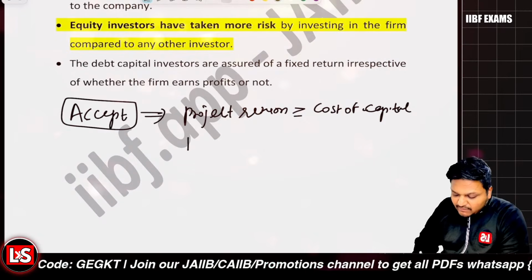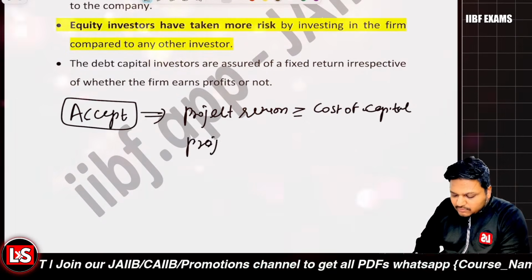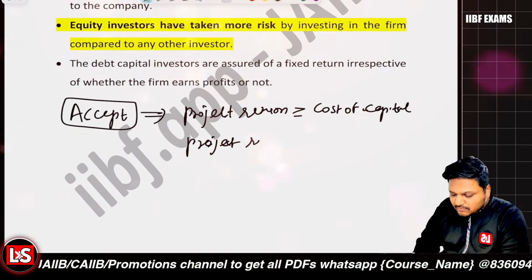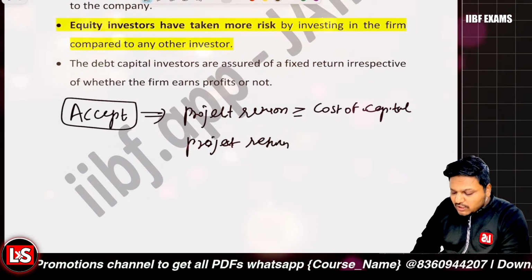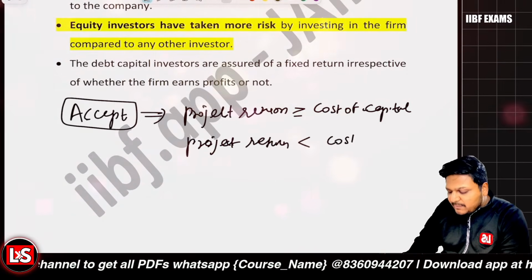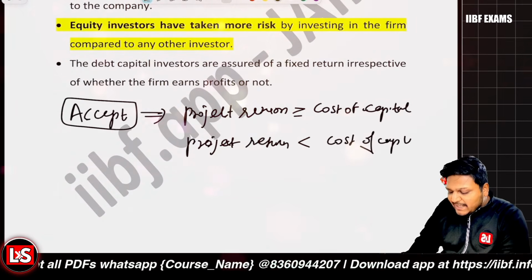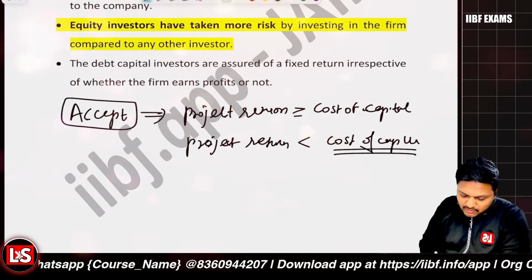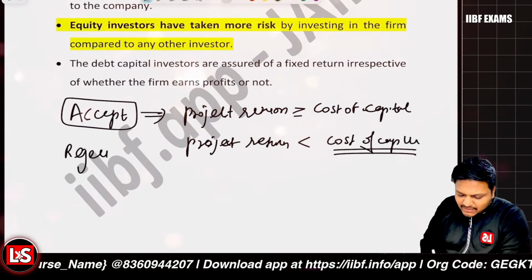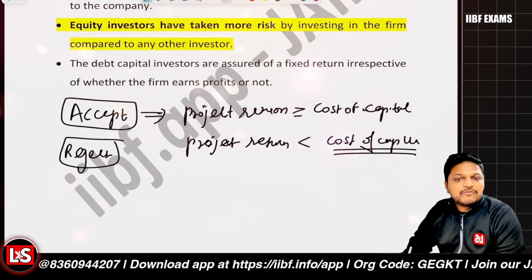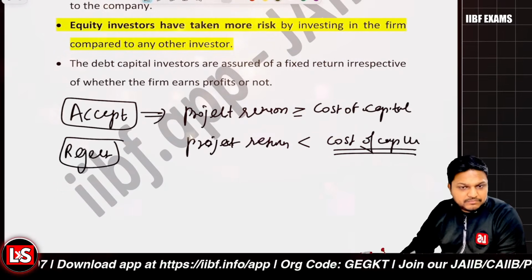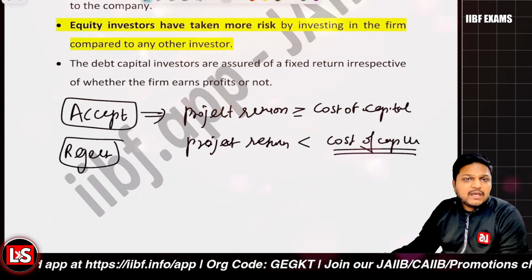And let's say the return on the project is lesser than the cost of capital, then why would we accept the project? If it is loss making, and we are not able to earn even the required part of it, then we will be rejecting it.